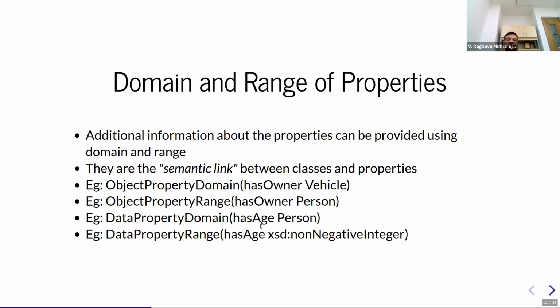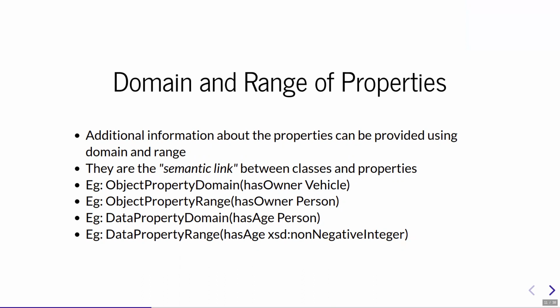Again, you can specify the domain and range for data properties as well. For this particular has age data property, the domain is person and the range is non-negative integer, right, for has age.